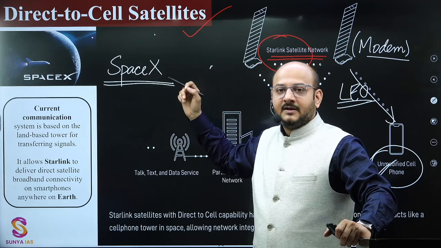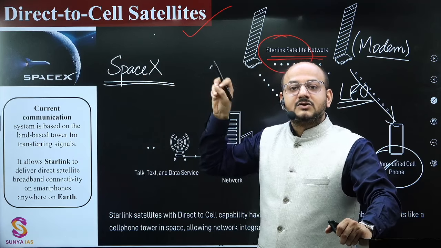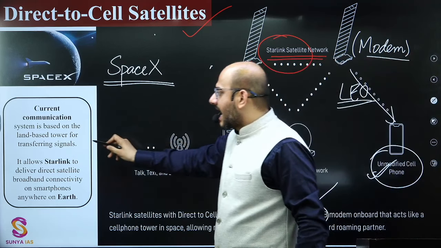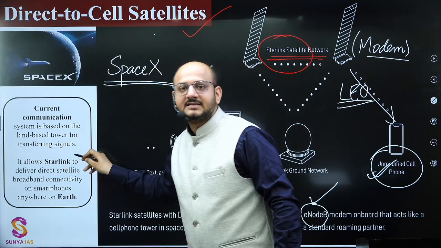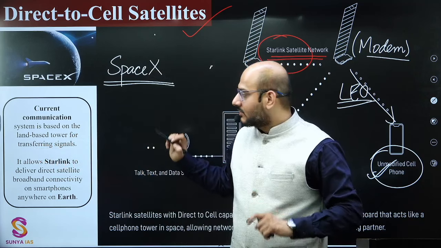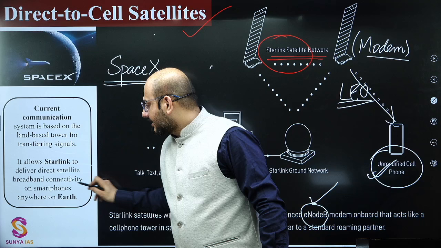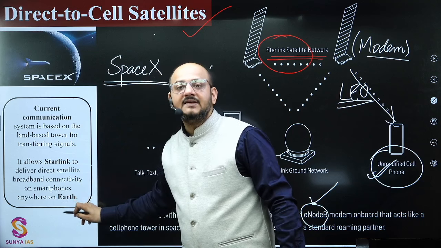It again does not require any transponders, just like Ku band, that has high capacities. It does not require that. It does not require towers also, ground towers. Current communication system is based on the land-based tower for transferring the signals. But with this technology, it allows Starlink to deliver direct satellite broadband connectivity on the smartphones anywhere on the earth.